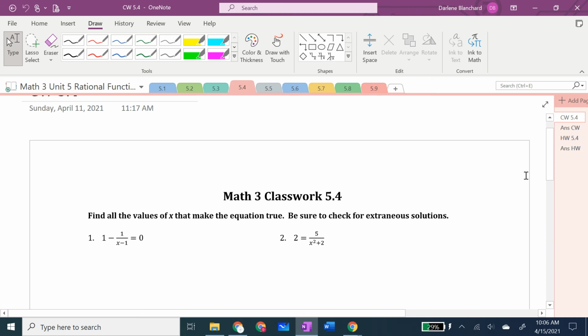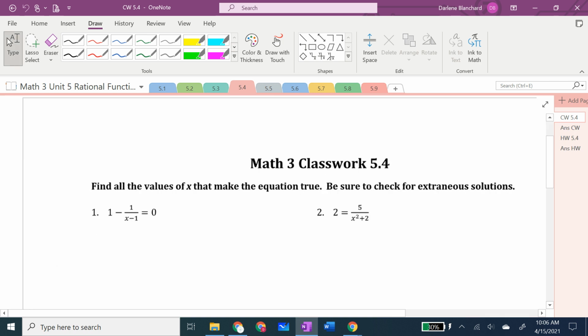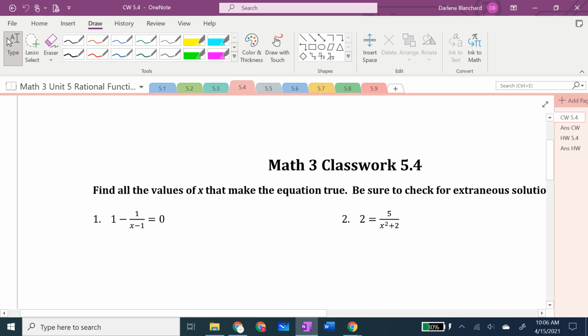Okay, classwork 5.4, we are solving equations. While I go through solving equations, I want you to realize there are different ways you can approach this. You want to do what makes the most logical sense to you. You're going to find what makes the most sense, what's easiest for you to figure out.